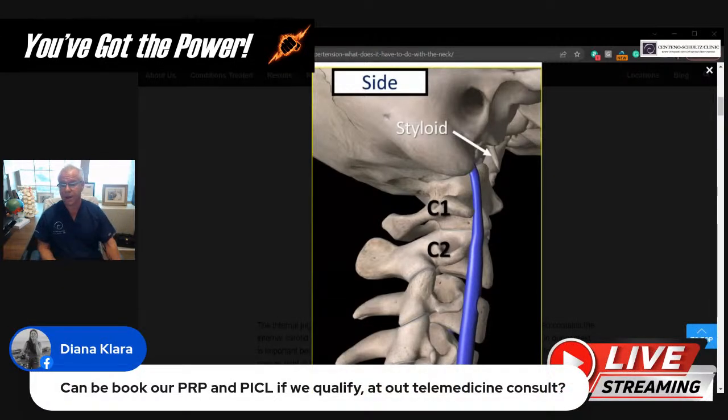Deanna, can we book our PRP and PICL if we qualify at our telemedicine consult? Yeah, that's certainly how this works. Again, we use all those different parts and pieces I've explained previously: looking at the imaging, looking at response to treatment, looking at the symptoms that someone has, how they got it, et cetera. Assuming all those stars align, then yes, you can book a PICL from a telemedicine. There's the final piece, which is doing a hands-on physical exam. But it's pretty rare that once we get to that level of diagnostic certainty that we are completely surprised by what we're finding on exam, although it's possible. So yes, you can book it.